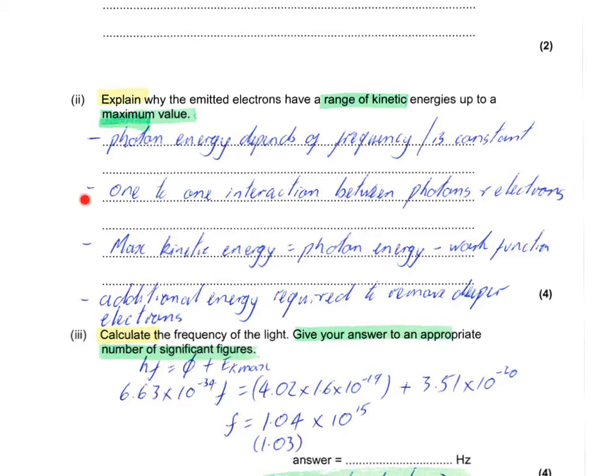We've got a one-to-one interaction between the photons and the electrons, so the energy that an electron gains can only be gained from one photon, which means that the maximum energy that the electron can end up with as the kinetic energy can be the energy from that one photon less the work function. And why is it a range up to a maximum of that? Because we'll need additional energy to remove any electrons that are deeper within the metal.